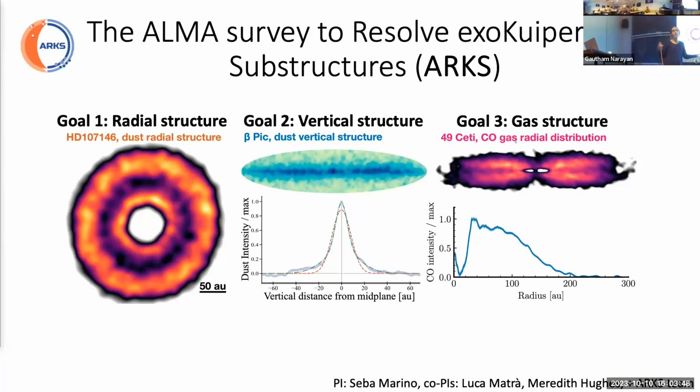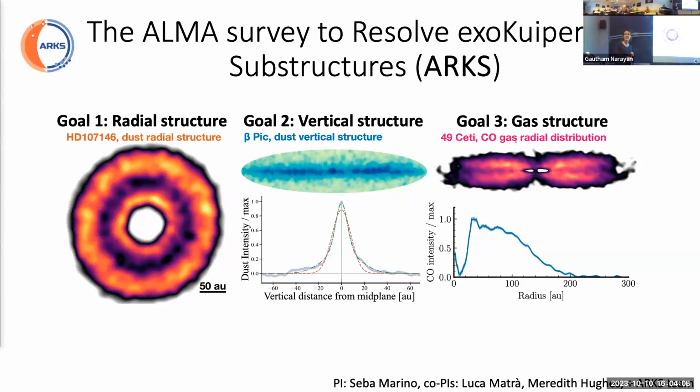So even with all of the collecting area of ALMA, it just takes a lot of time to observe these disks. And so ALMA's been doing sort of one at a time. But now we want to do a lot of them at a time so we can have a sample that allows us to compare structures across different systems. And so it has 3 goals.